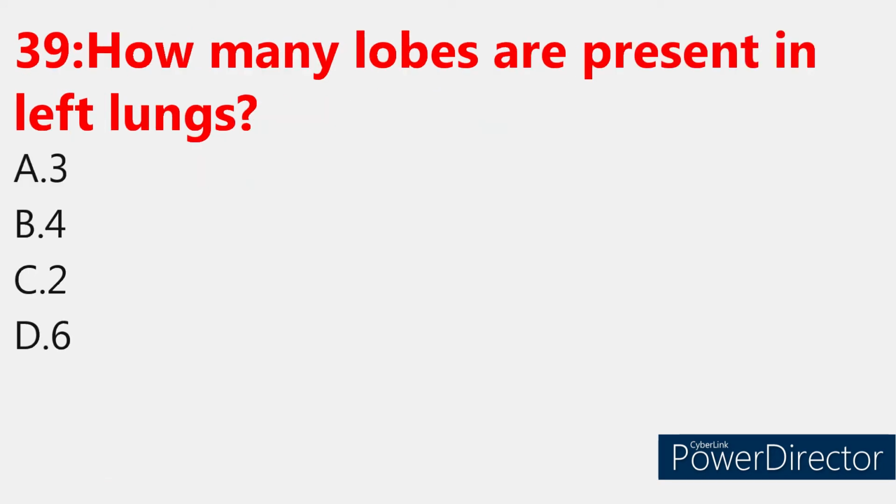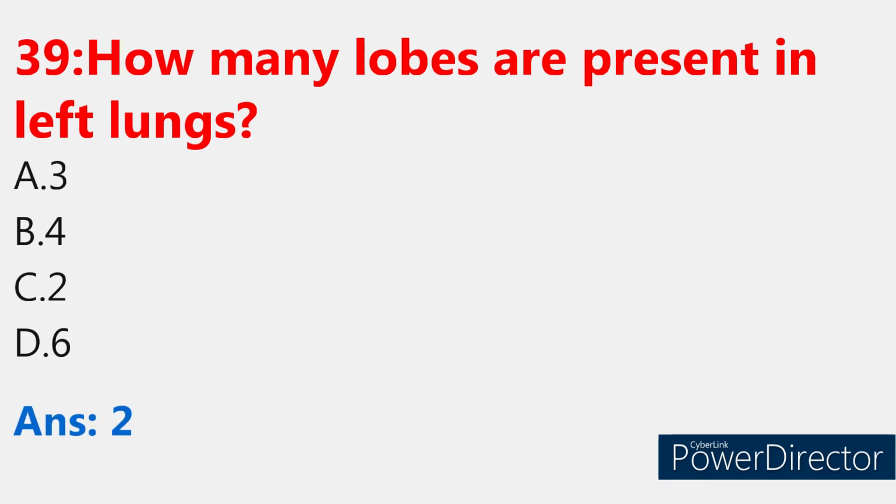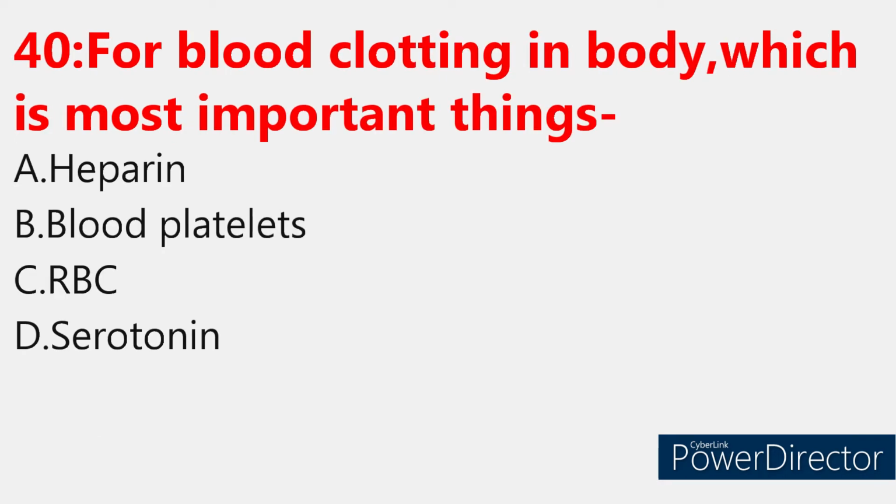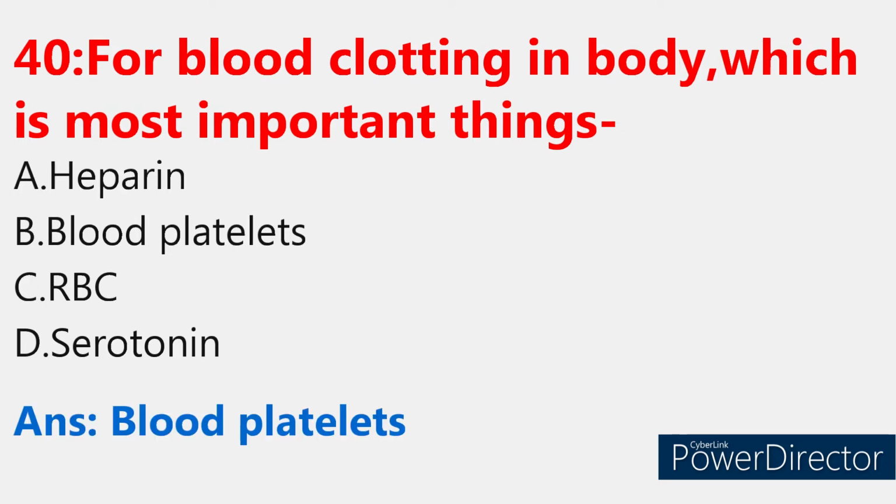Next question. How many lobes are present in the left lung? Option A, 3. Option B, 4. Option C, 2. Option D, 6. And the correct answer is option C, 2. Next question. For blood clotting in the body, which is the most important thing? Option A, heparin. Option B, blood platelets. Option C, RBC. Option D, serotonin. And the correct answer is option B, blood platelets.